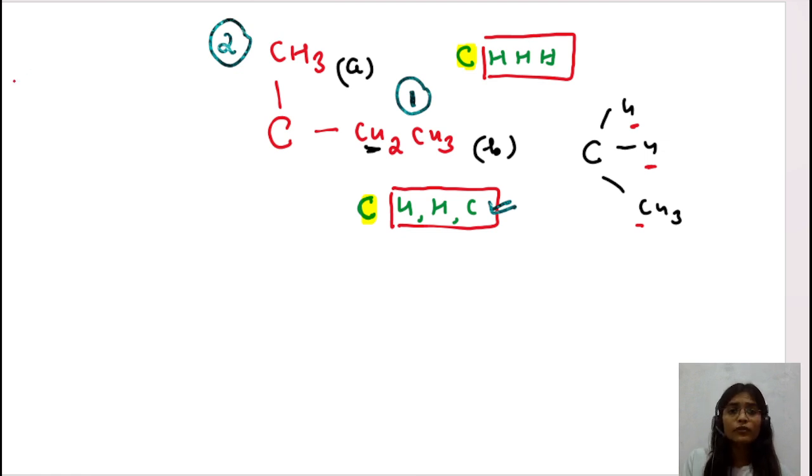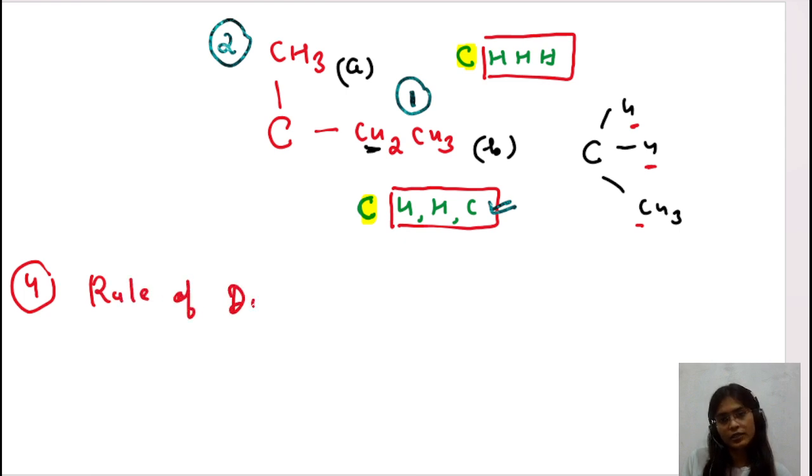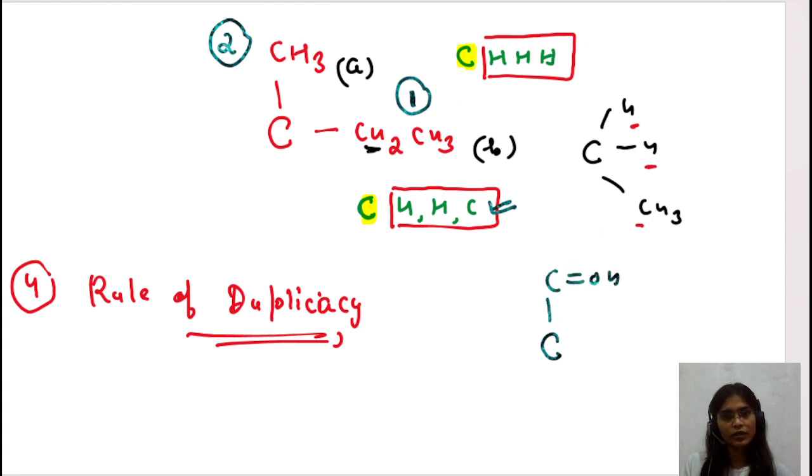Now, rule number 4, that is the rule of duplicacy. Rule of duplicacy. What is the meaning of this word duplicacy? Something is connected with the duplicate. For example, let's suppose I give you a kind of option: I'm having a carbon connected with the CH group, and the second is connected with CO CH3. So according to you, which one do you have to prioritize first? Is it 1 or is it 2?